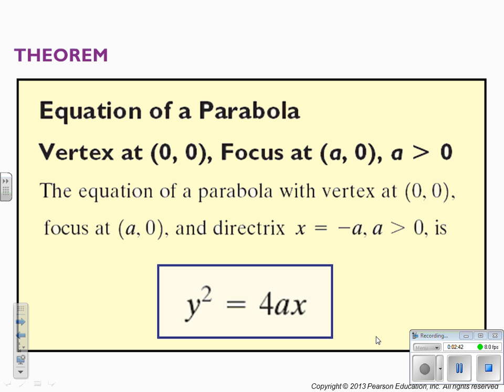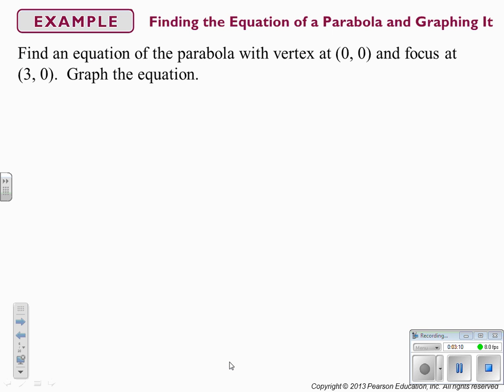So the equation of a parabola with a vertex at 0, 0, and a focus at a comma 0, as long as a is greater than 0, where the directrix is x equals negative a, is y squared equals 4ax. So let's put some numbers on top of that.